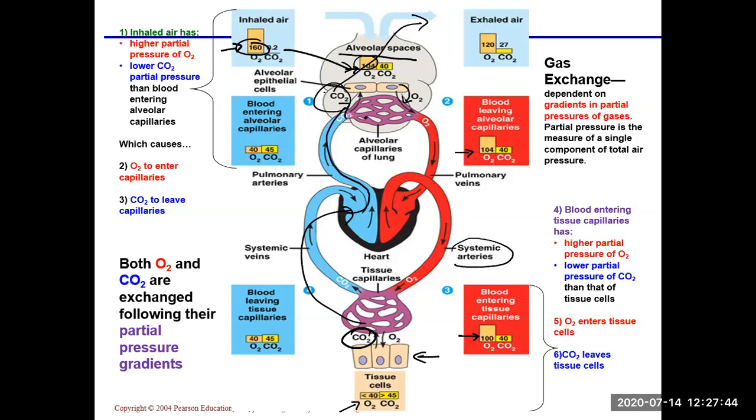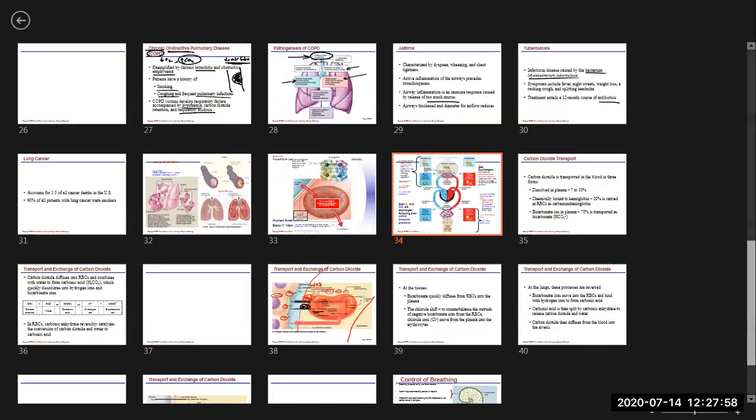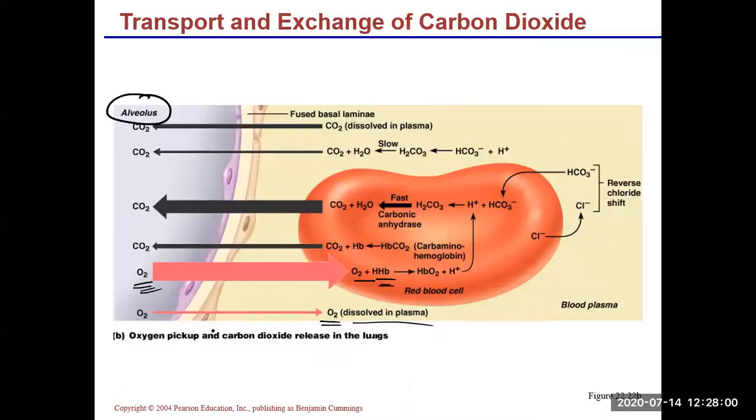towards the lungs, because we were right here at the tissue. We need to get to the lungs. Why? So we could expel the carbon dioxide. That's where this slide comes in.